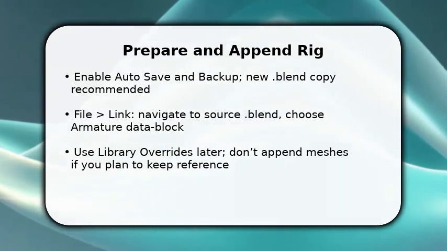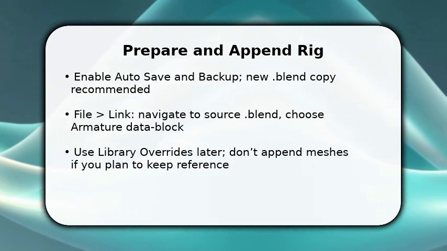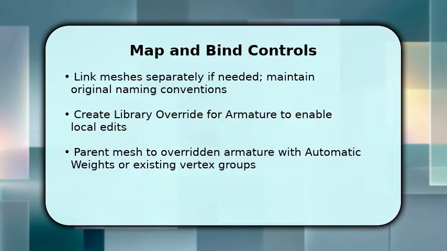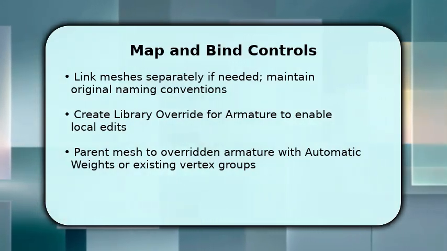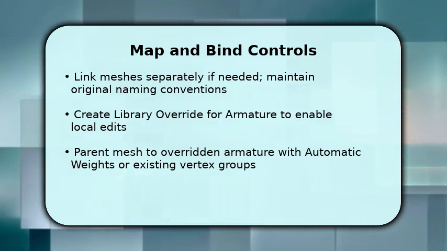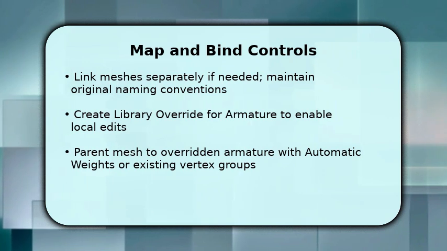Before proceeding, freeze transforms on the source if possible so the pose and scale import predictably. Once the rig is linked into your scene, you create a library override on the armature so you can tweak constraints and drivers locally. This preserves the external source while allowing edits.